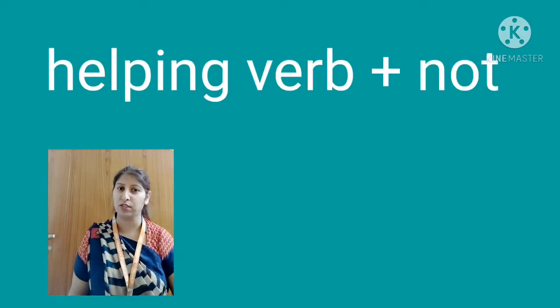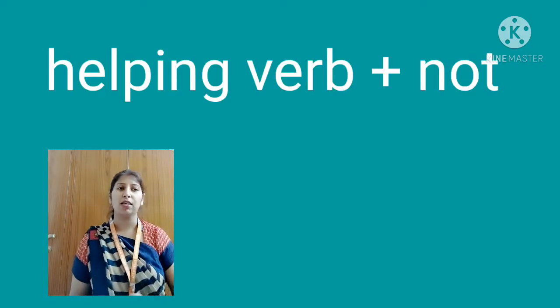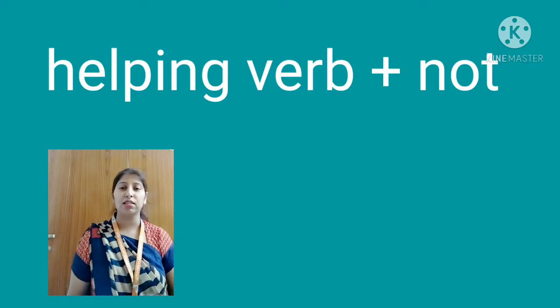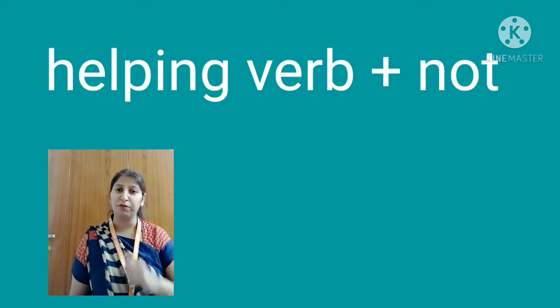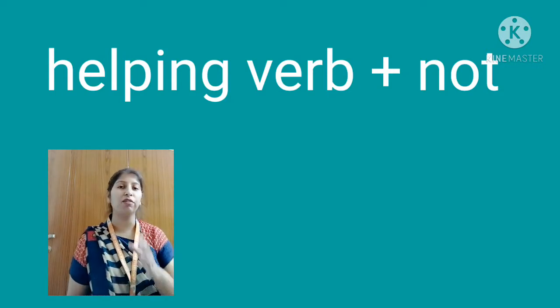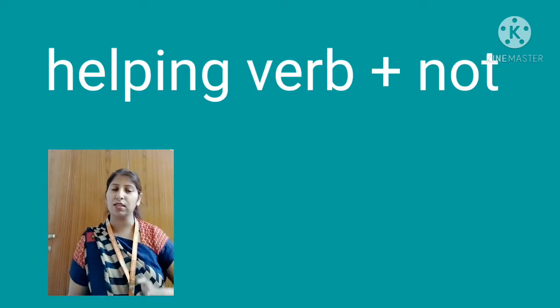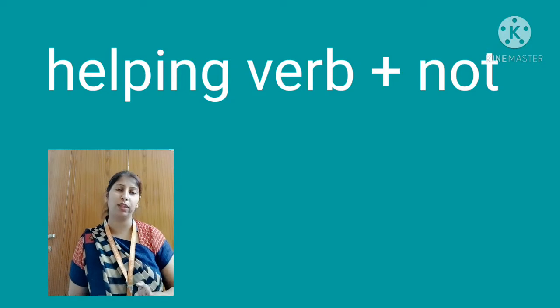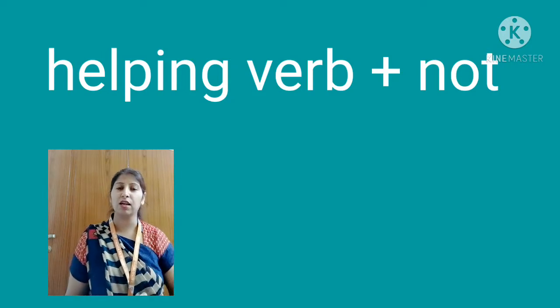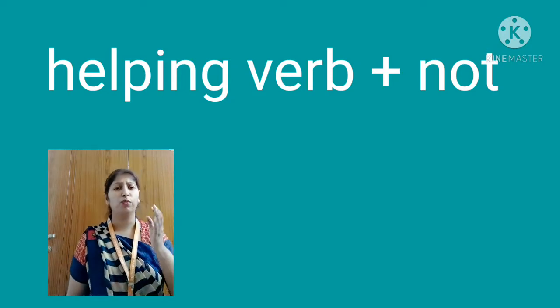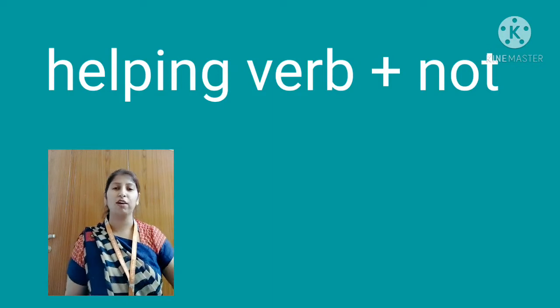Sentences with helping verbs may be in present continuous tense, past continuous tense, and future continuous tense, and the sentences may be in present perfect tense, past perfect tense, and future perfect tense, because these sentences have helping verbs in them. So if the sentences have a helping verb in them, we simply put not after the helping verb to form negative sentences. Clear?